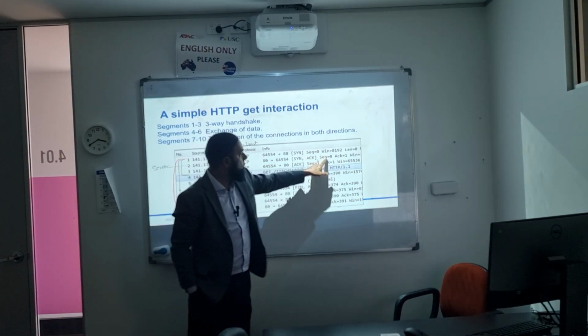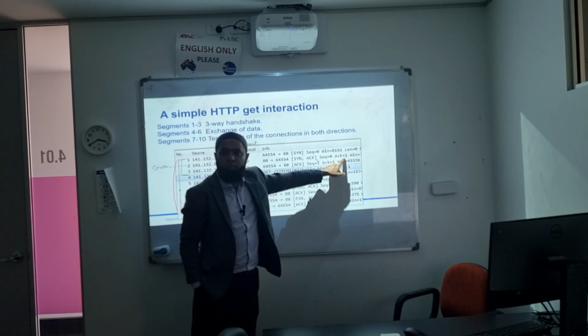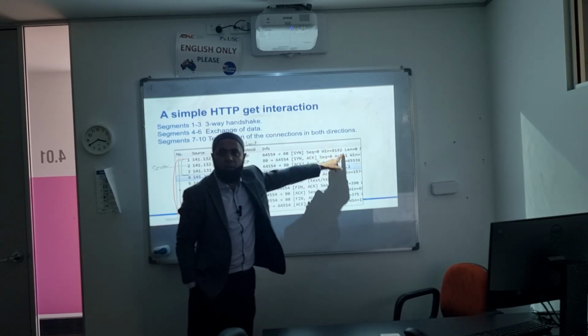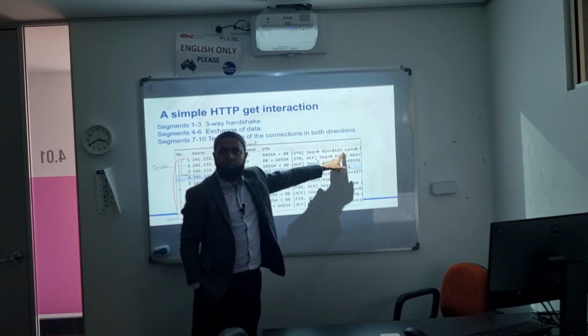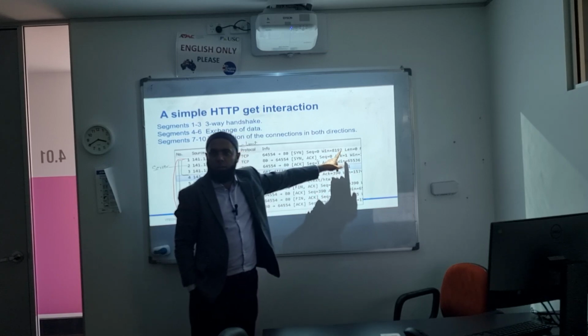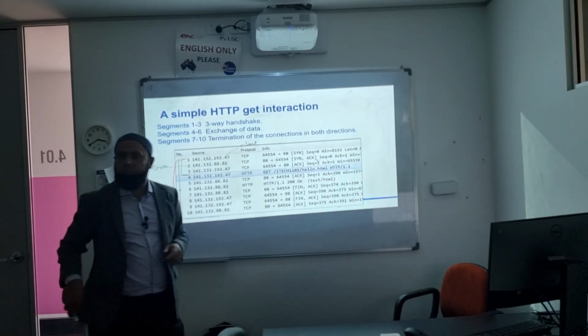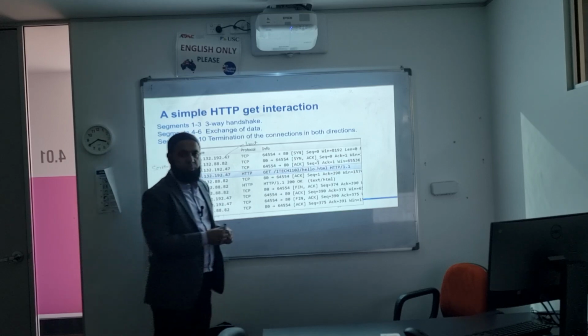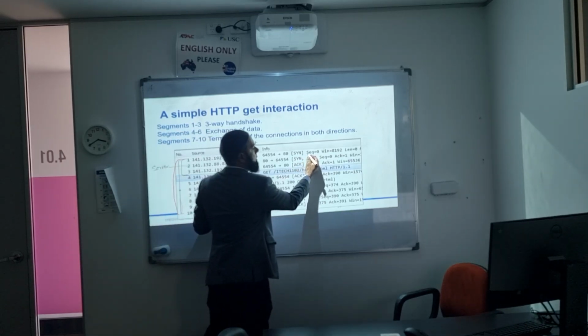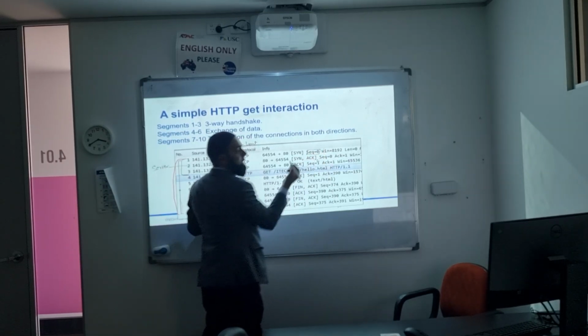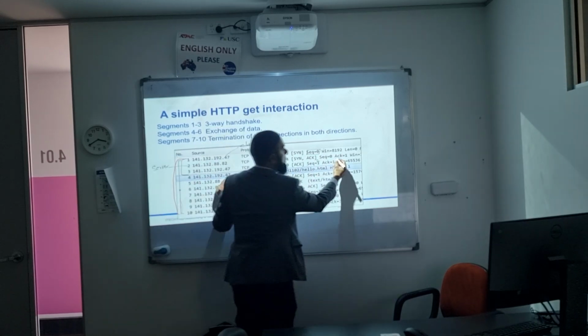So the sequence number 0 is there, and the acknowledgement is what? 1, always +1 of the sequence. Got it? So see, what I explained is that from the client, when sequence 0 is sent, the acknowledgement is always 1.